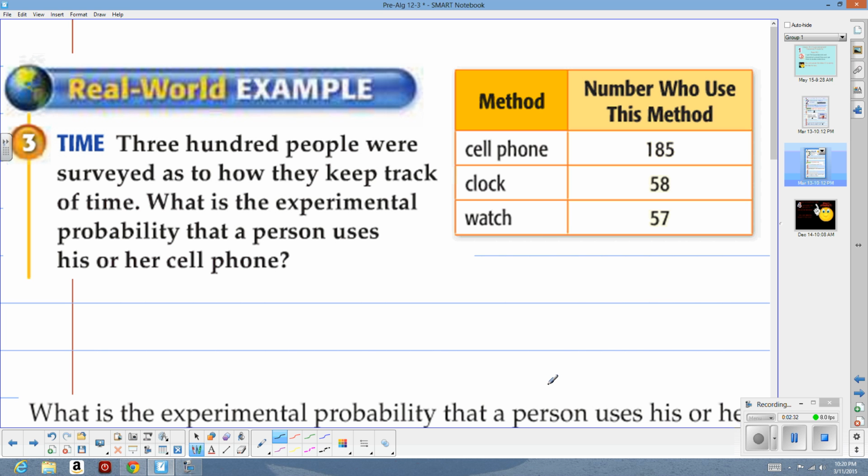In the next example, it says 300 people were surveyed as to how they keep track of time. What's the experimental probability that a person uses his or her cell phone? Well, 185 people use their cell phone. Now we need to figure out how many total people were surveyed. So if you add all these together, you end up with 300. So the experimental probability is 185 out of 300, and that can be simplified to 37/60ths.